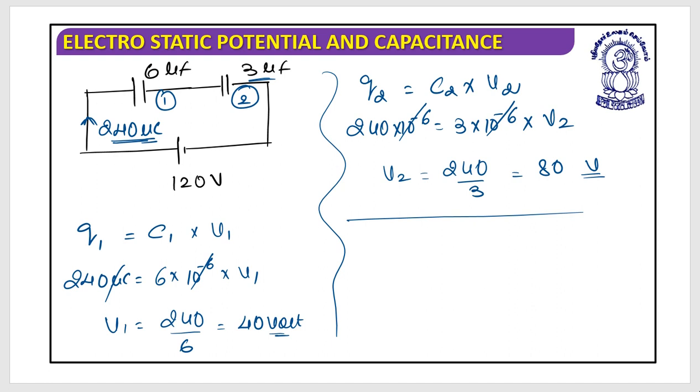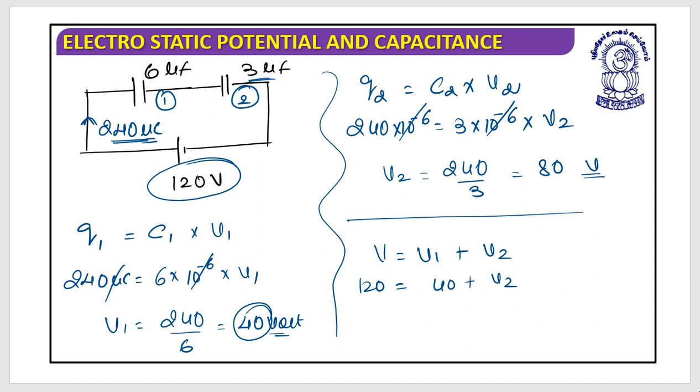Even you can know that V should be equal to V1 plus V2. You have 120 volt here. You have found out the 40, so the remaining would be V2, and V2 would be equal to 80. Even you can think like this. Yes, even this approach is good enough, but this could be a little faster.